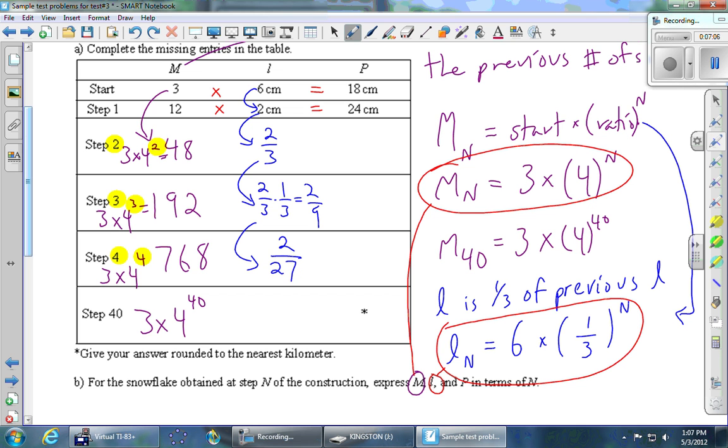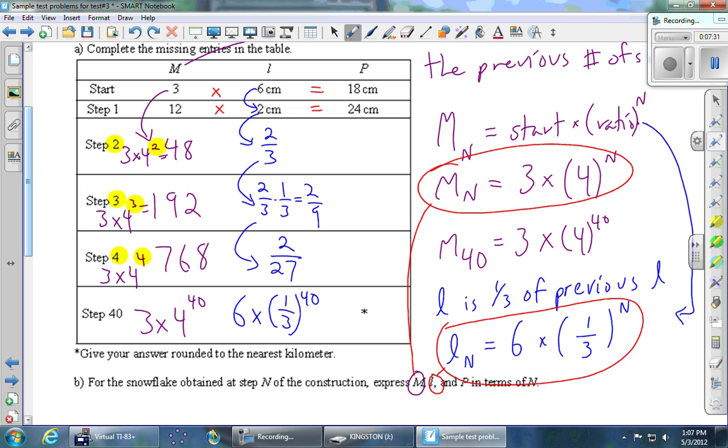But we'll go ahead and use that formula to fill in the last row of our table here. In the 40th stage, it's 6 times 1/3 to the 40th power, which is extraordinarily close to 0. The lengths of those little teeny tiny triangles are very, very small when you get 40 stages into this process.